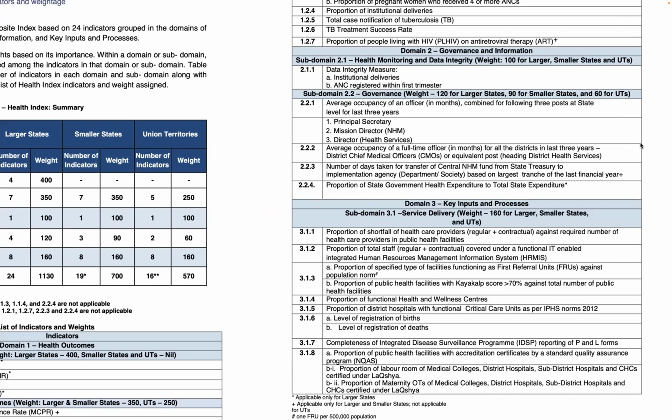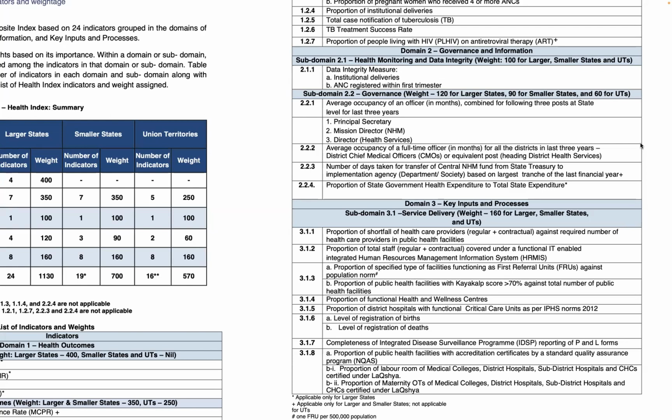Coming to domain 3, key inputs and processes for large and small states. This is what we are talking about: how good the ecosystem of a state is working, in any state, or in any district, block, or village itself.